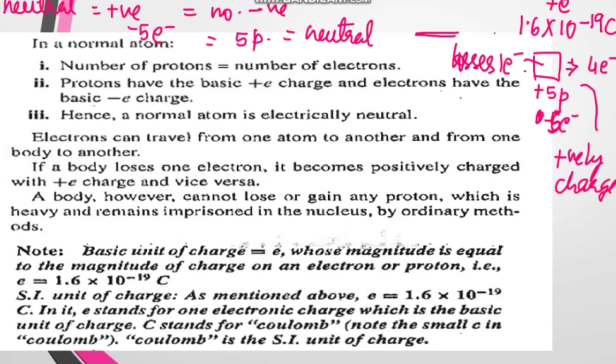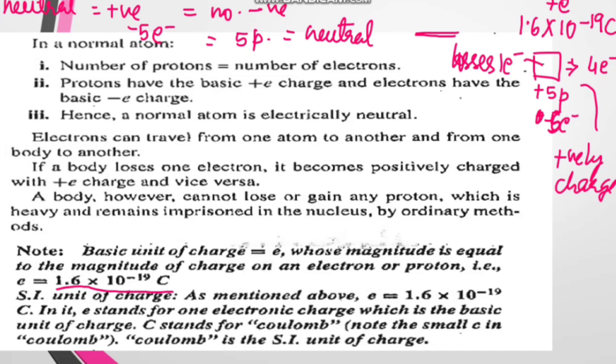Whereas if a body gains electrons, for instance I have gained 1 electron, means 6 electrons and 5 protons, then the negative amount of charge inside the body is more than the positive amount. So it will be a negatively charged body. I have just told you that the basic unit of charge is 1.6 into 10 to the power minus 19. If I say minus 1.6, then I am saying the charge of the electron. If I say plus, then it is the proton.